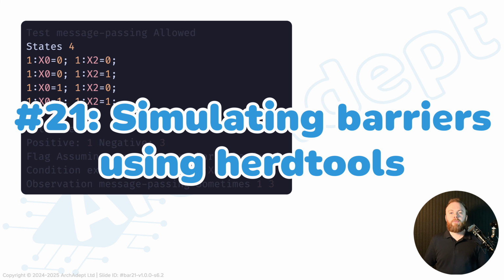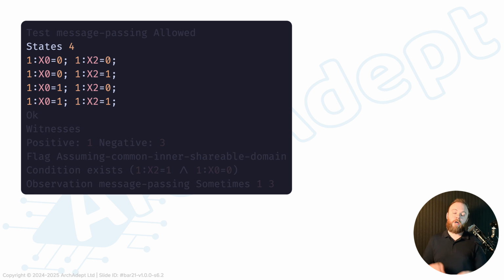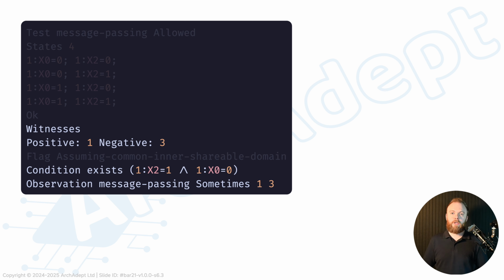Working through this then, here the herd simulator is telling us that according to the rules of the ARM architecture's weakly ordered memory model, there are a total of 4 possible results to running this program. And herd has also identified that the condition we're looking for is indeed one of those 4 possible results. So yes, it is possible for P1 to observe P0's writes to the flag without having observed P0's write to the mailbox. Well, that's not good. So what went wrong here?